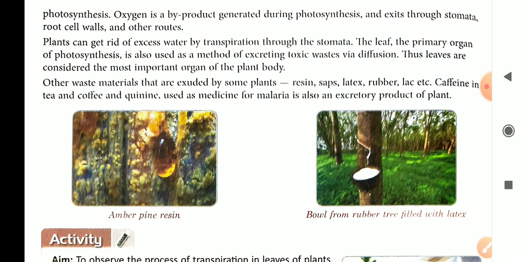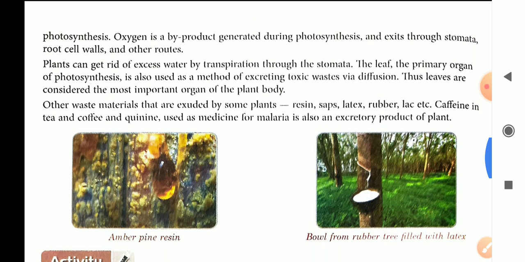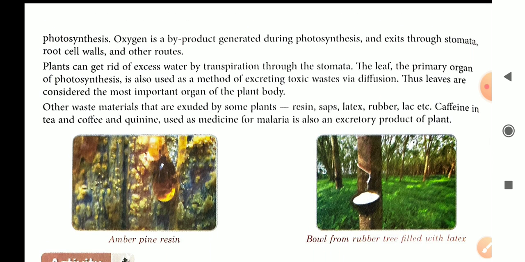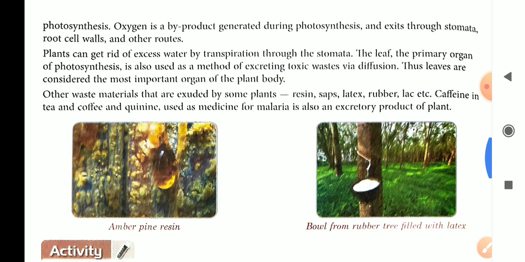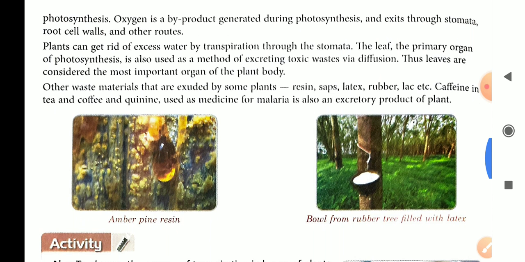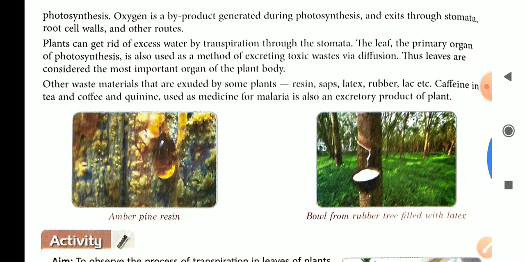Plants also get rid of excess water by transpiration through the stomata, which I have just explained here. Water is released with the help of transpiration through the stomata present in the leaves. And the leaf, the primary organ of photosynthesis, is also used as a method of excreting toxic waste via diffusion.